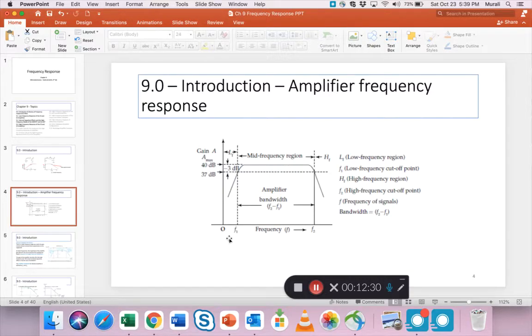And this region, the flat region, is called the mid frequency. On this side is the low frequency, right? LF, this side, this portion. Similarly, HF is the high frequency. And so there is a low frequency cutoff point and there's a high frequency cutoff point. And F is, of course, the frequency. The bandwidth is F2 minus F1.